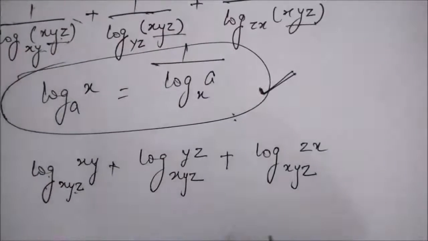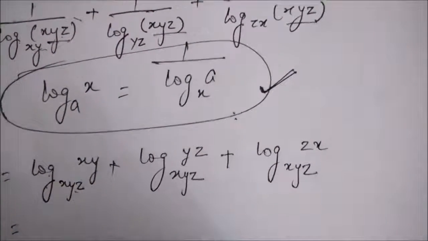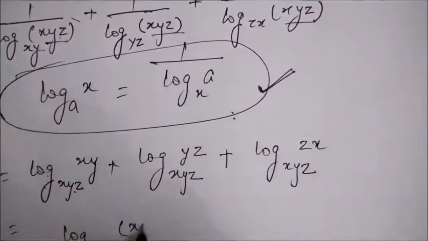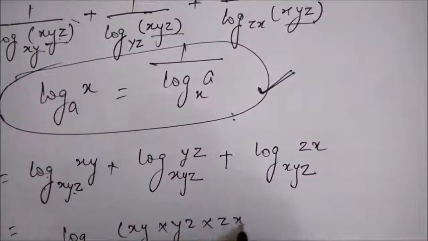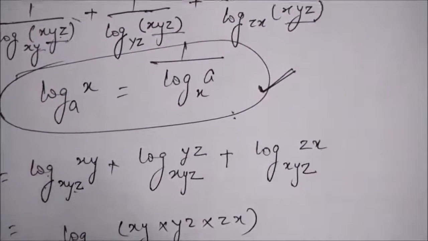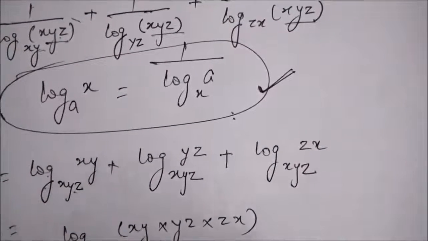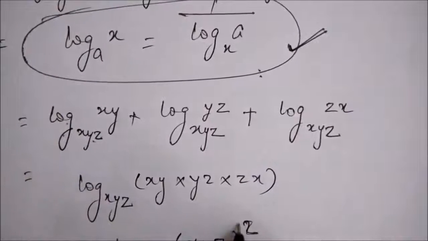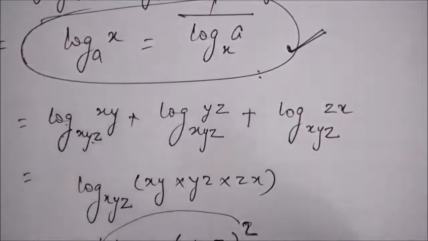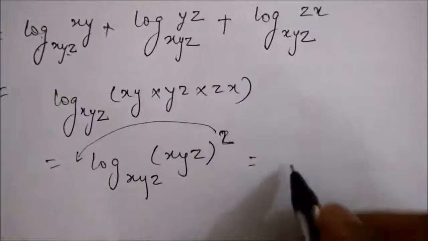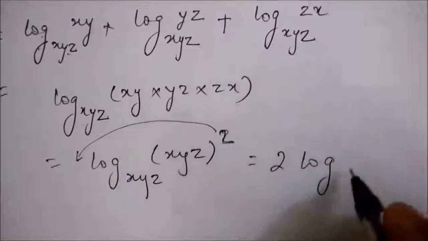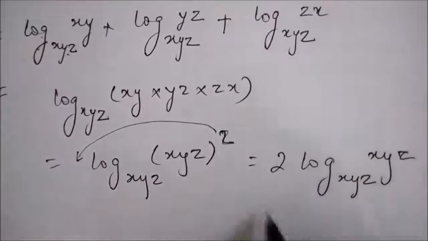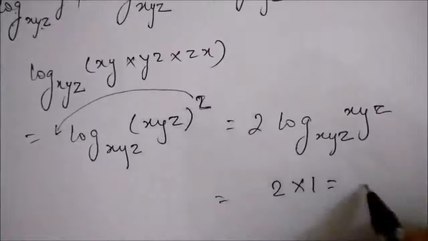Since all the bases are same, and as we used in the previous question, the final answer will be log to the base xyz. And since all are in plus, we can multiply this xy into yz into zx, which is nothing but log of xyz whole power 2. And we had a formula that anything which is in the power inside a log, we can put to the extreme left of that log, which will be equal to 2 log of xyz to the base xyz. And we know that anything to the base same as the base will be 1, so 2 into 1, which will be 2, is the answer.